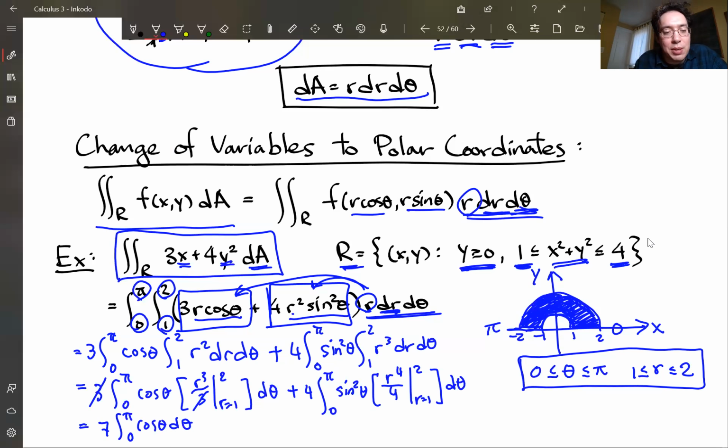Okay, so 7 times the integral of cosine from 0 to pi, plus, let's look at the second integral here. So the 4 out in the front and the 4 in the denominator, again, cancel out, which is kind of nice. And then what do I have? 2 to the 4th power is 16, minus 1 to the 4th power is 1. So 16 minus 1 is 15.